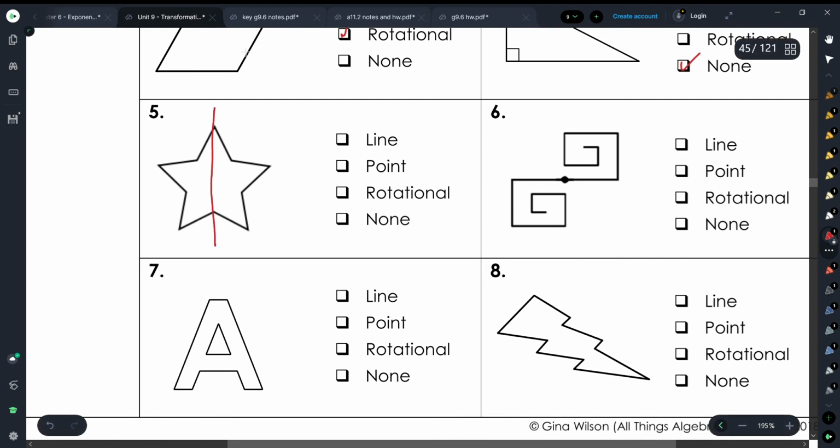This has line symmetry. It does not have point symmetry because if I turn my paper upside down, there's not a point at the top. However, if I rotate my paper to the right a little bit, I see that it does have some rotational symmetry, just not point symmetry.